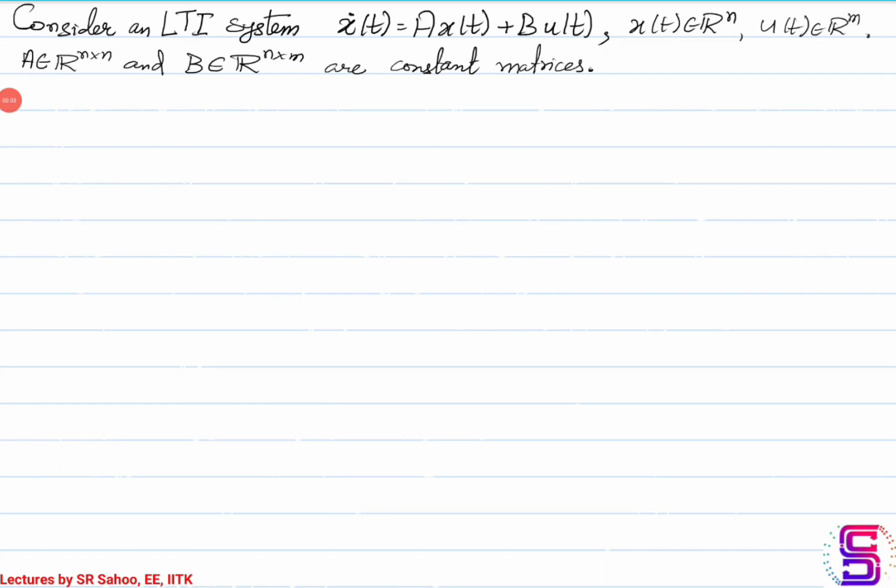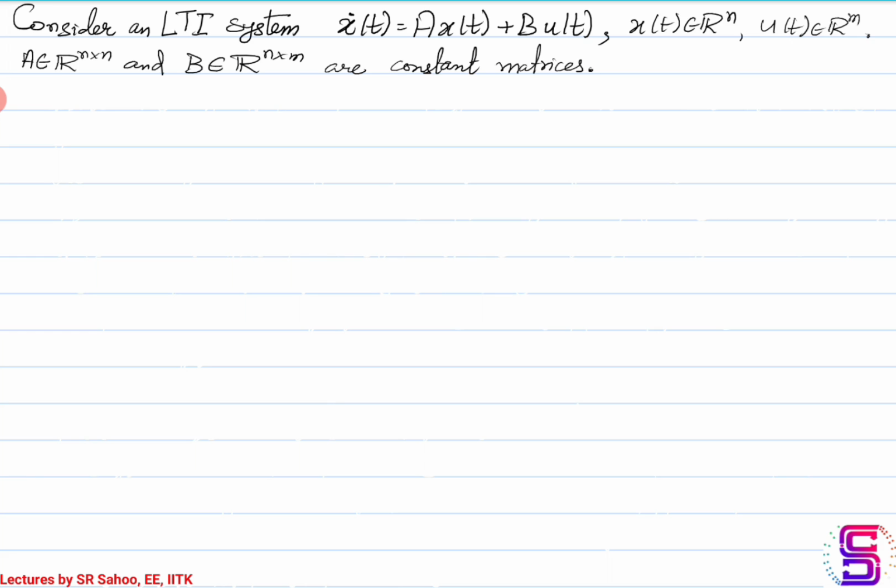In today's lecture, we will see that if an LTI system is not controllable, can we find a state space representation where the state vector can be divided into two parts? The first part is known as the controllable state, and the second part is known as the uncontrollable state.